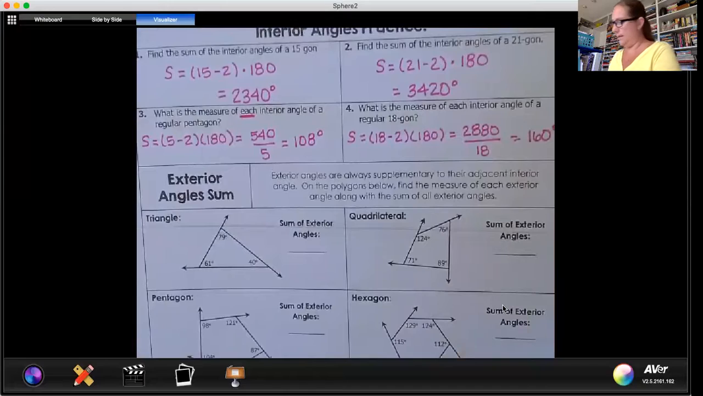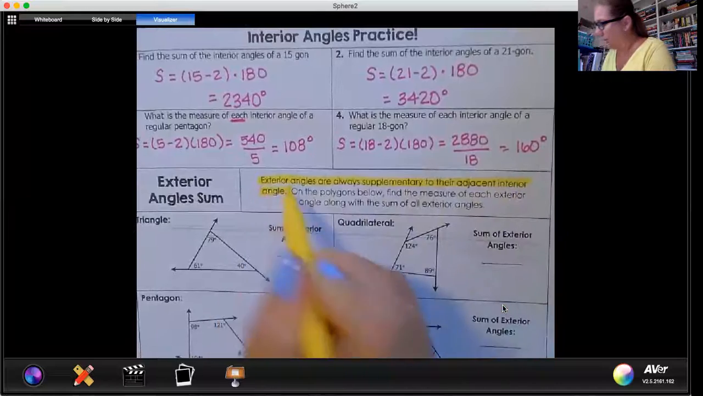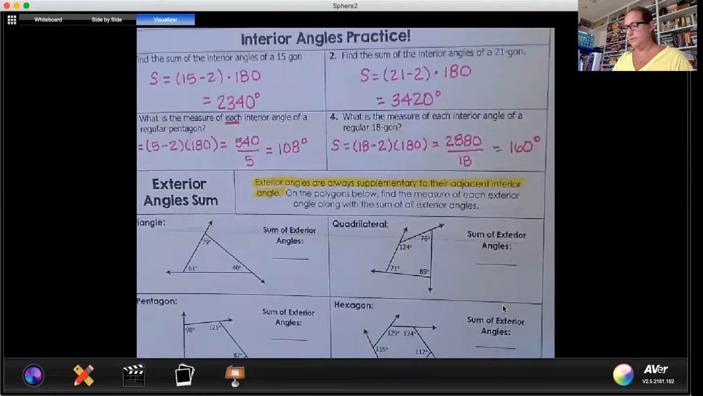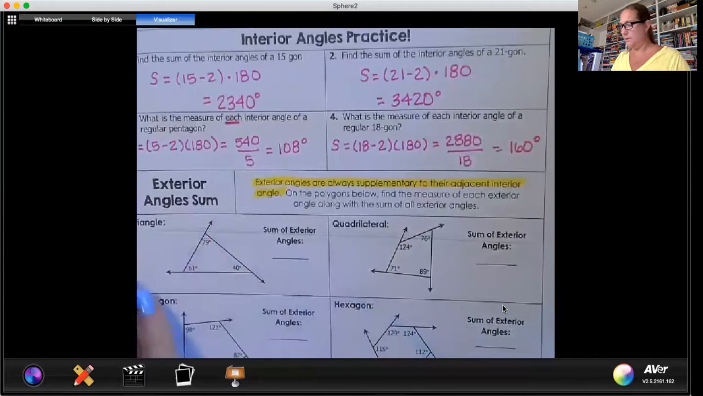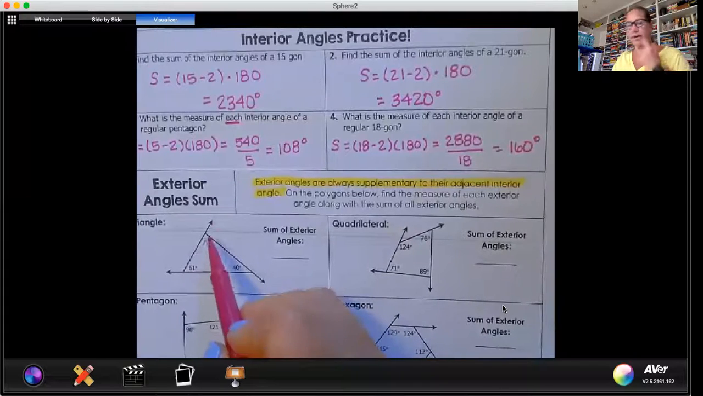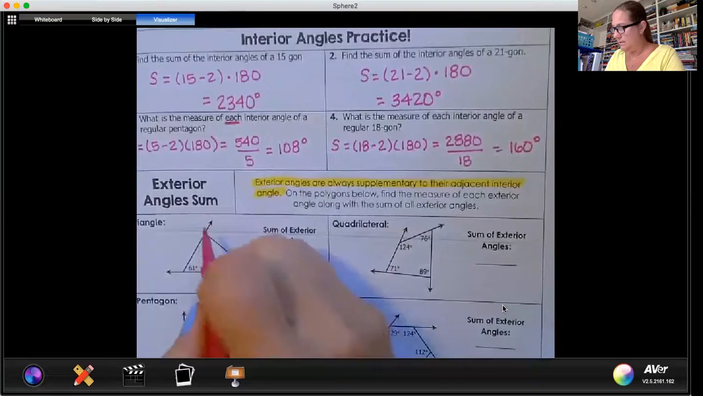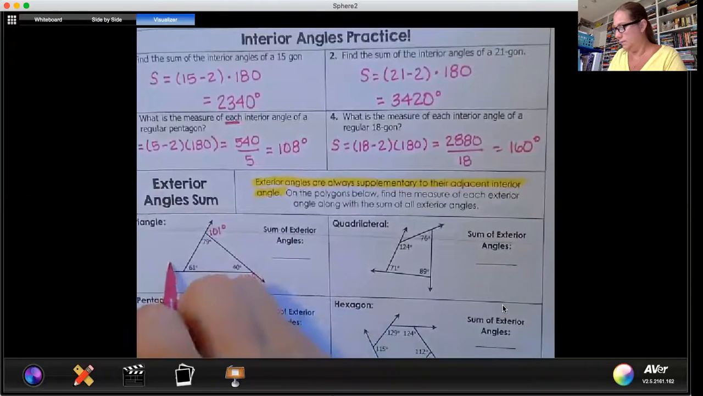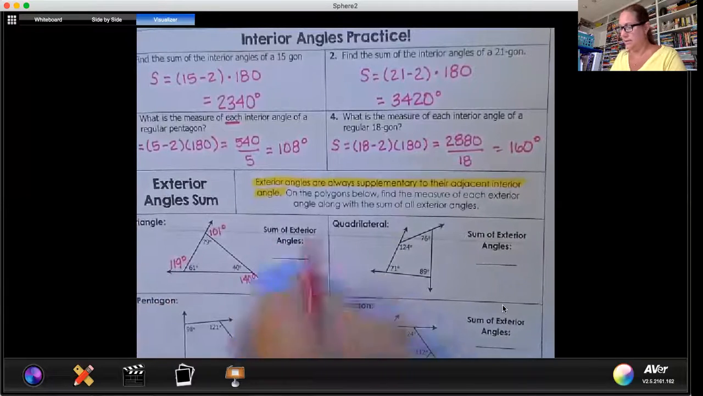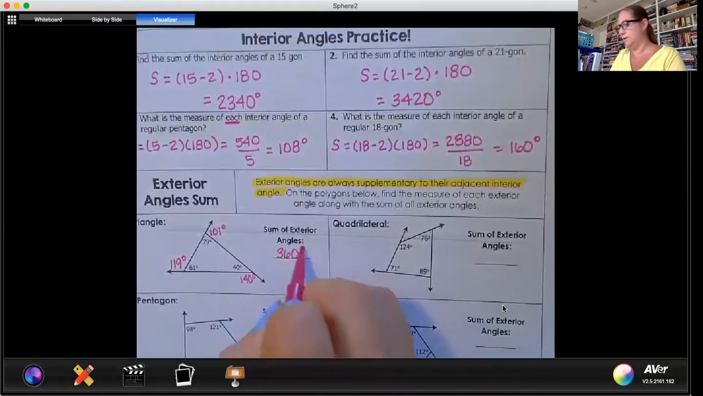Exterior angles sum. Exterior angles are always supplementary to their adjacent interior angle. So this would be interior, this would be exterior. This would be interior and exterior. All right, so what we're going to do here is these interior and exterior angles together make a linear pair. So 180 minus 79, this is 101, and then this one would be 140, and 180 minus 61 would be 119. So the sum of the exterior angles is 119 plus 101 plus 140, which is 360 degrees.